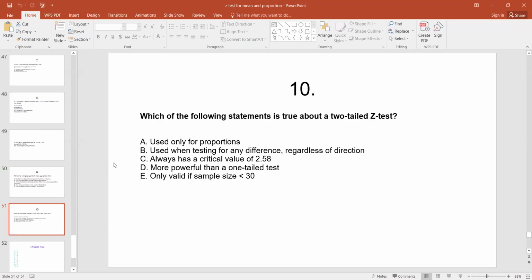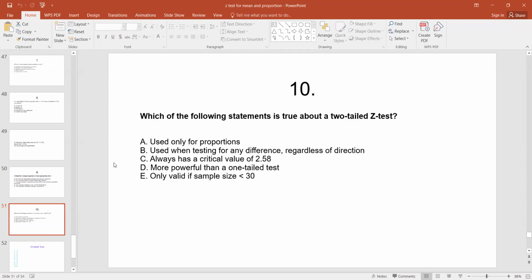MCQs number 10. Which of the following statements is true about two-tailed test? A. Used only for proportions. B. Used when testing any difference regardless of direction. C. Always a critical value of 2.58. D. More powerful than one-tailed test. E. Only valid if sample size is less than 30.